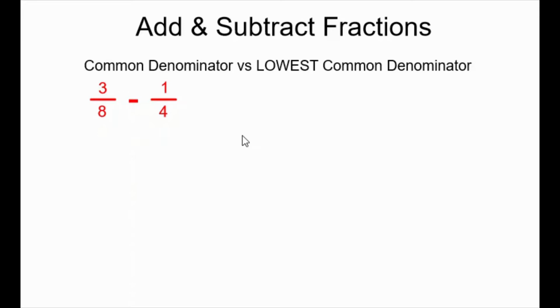We're going to look at this example, 3/8 minus 1/4, and we're going to try doing it both ways so that we can see the difference between finding any common denominator and finding the lowest. We'll start by finding the lowest. The most efficient way to find the lowest common denominator of 8 and 4 is to list the multiples of 8 and 4. And I'm doing that here.